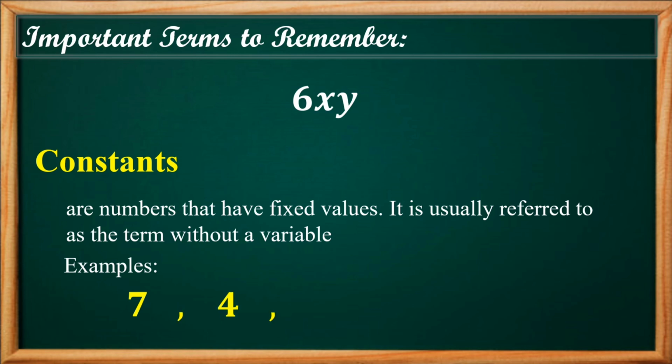Examples of the constant are 7, as you can see. Then we have also 4. We can have a negative 20. Then we can have 11. As long as it is a fixed value at wala siyang kasamang variable or letters.